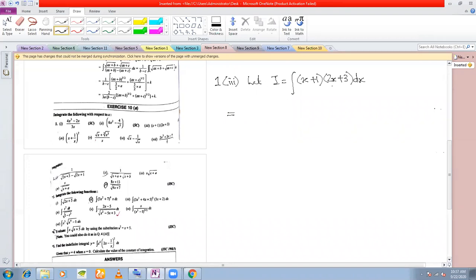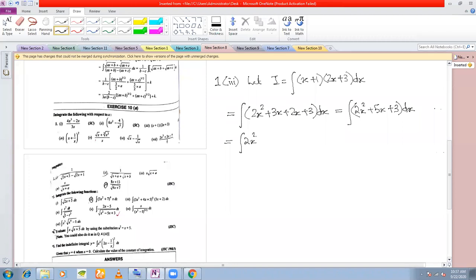so what you do, you see this is a product of algebraic expressions. Okay, so you multiply these. If you multiply these, what do you get? 2x square plus 3x plus 2x plus 3 dx, which is integration of 2x square plus 5x plus 3 dx.